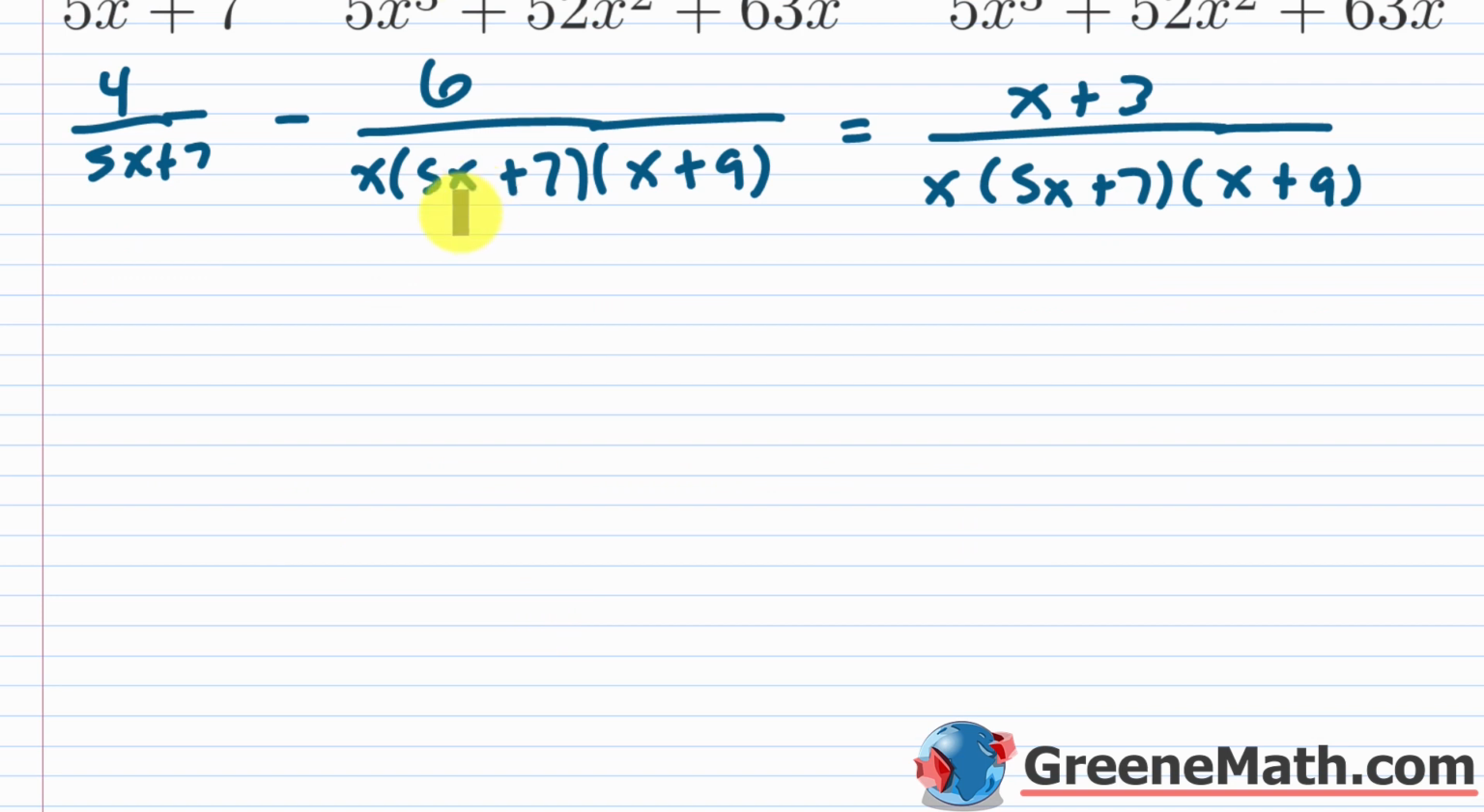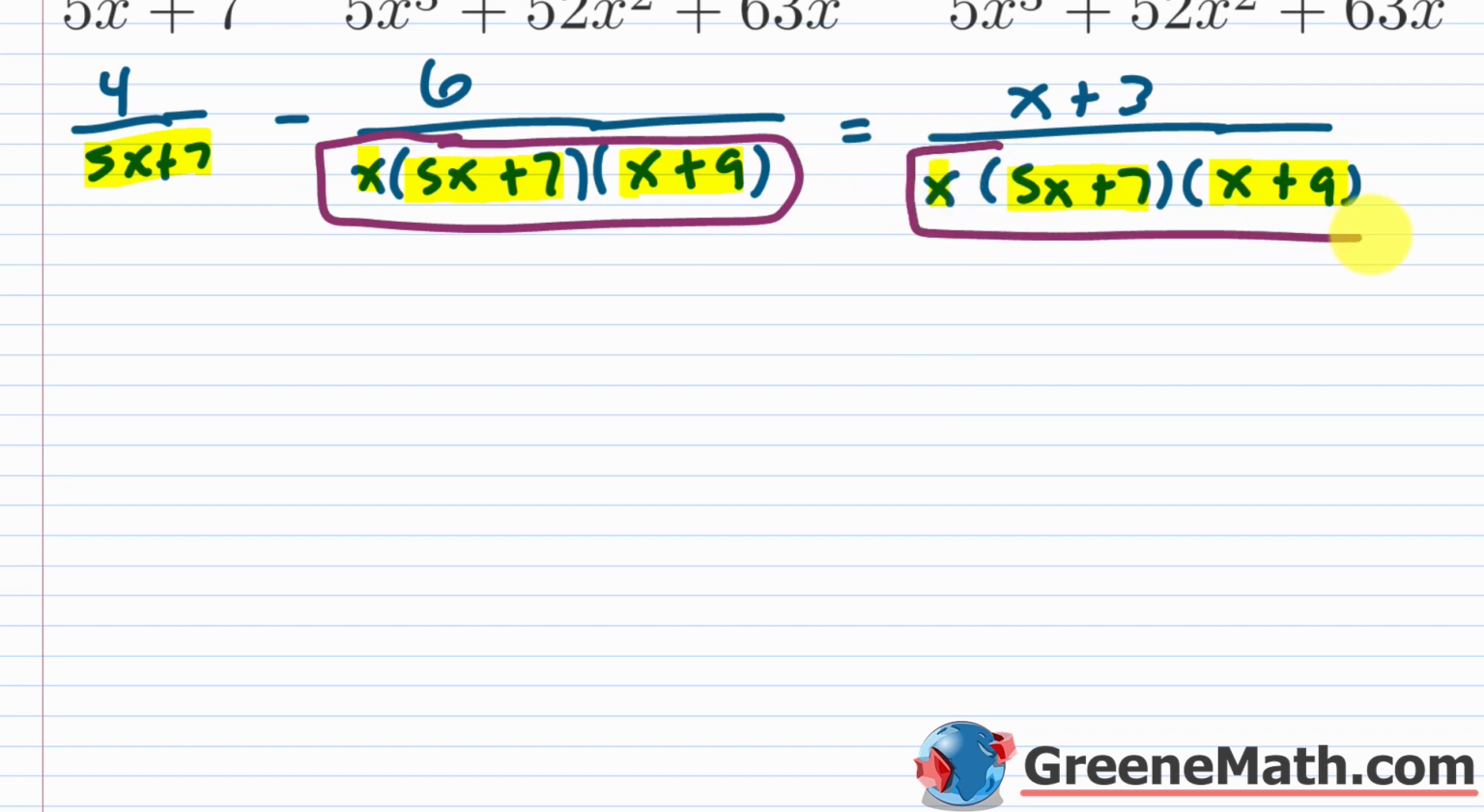If we look across here, we have this 5x plus 7, which is here and here and also here. So we know that goes in. Then also we have this x, which is here and here, so that goes in. And then we have this x plus 9 here and here, so that goes in. So the LCD, let me just put a box around this one. The LCD is this guy right here. Obviously, it's also this guy right here.